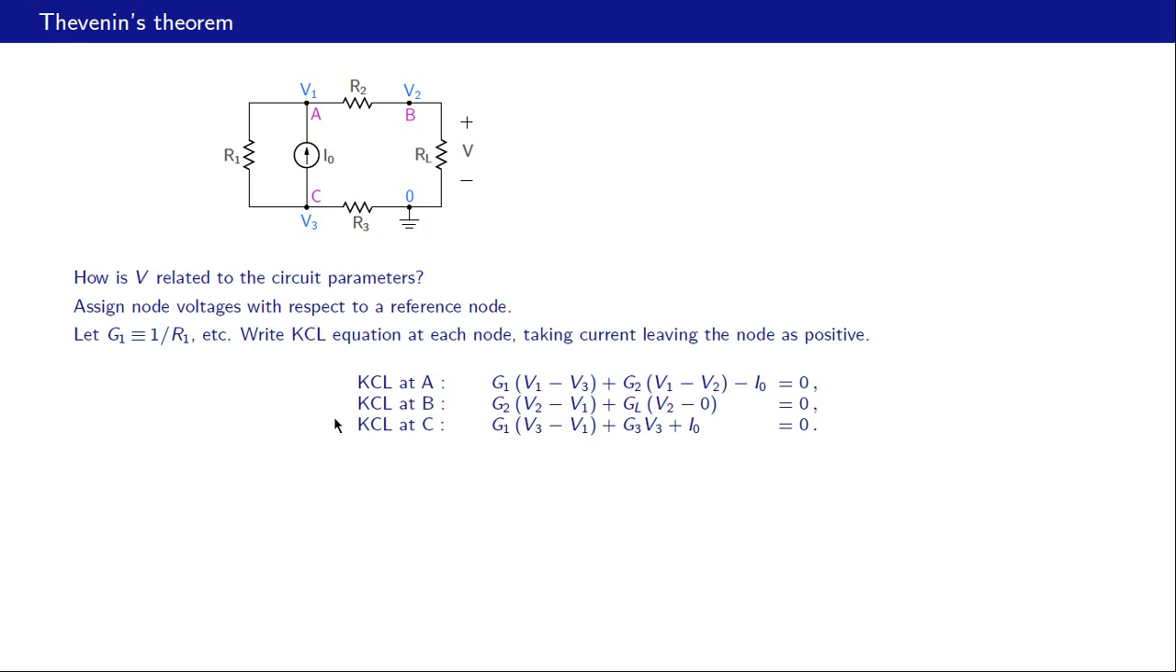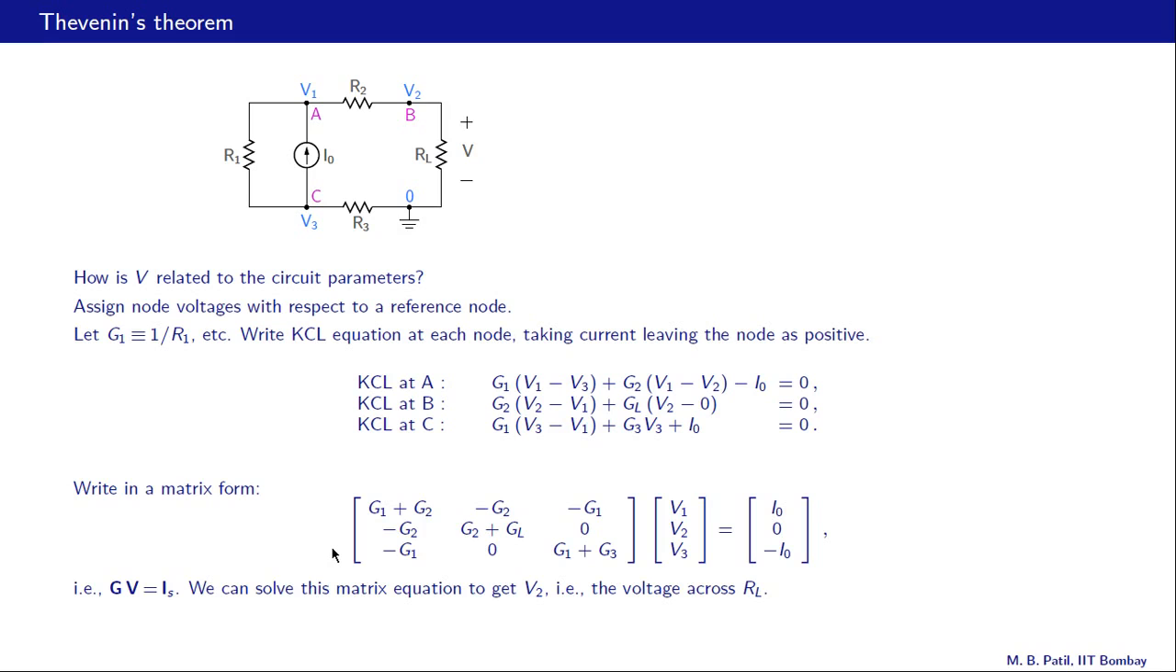In a similar manner, we can write KCL at node B and KCL at node C in terms of the node voltages V1, V2 and V3. And we can now write these equations in a matrix form like that. Let us look at one of these equations, let's say the first one.